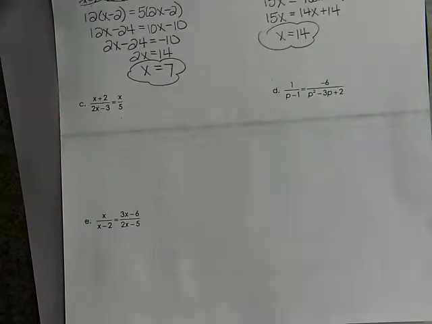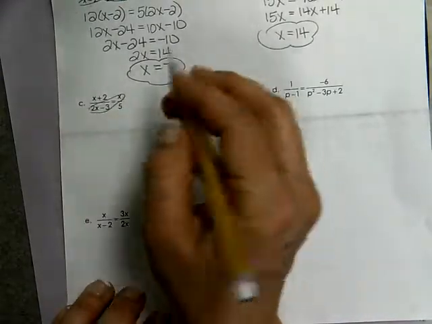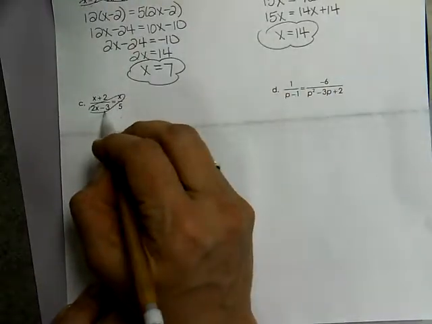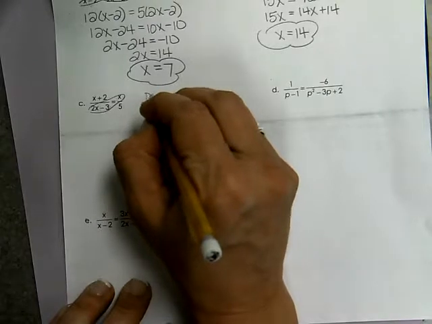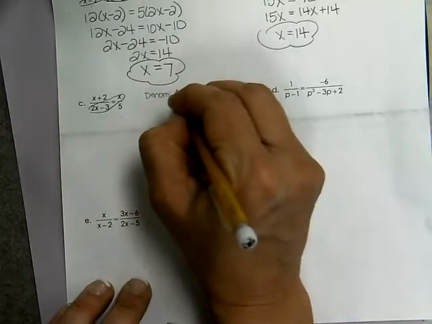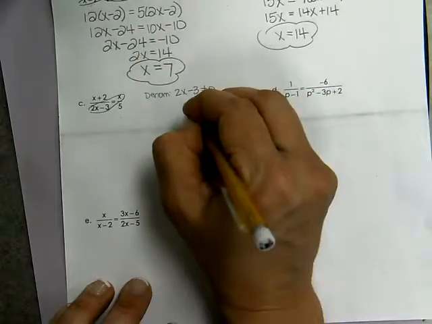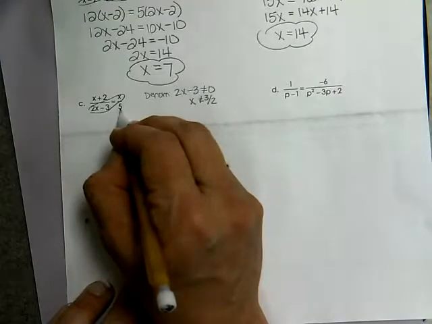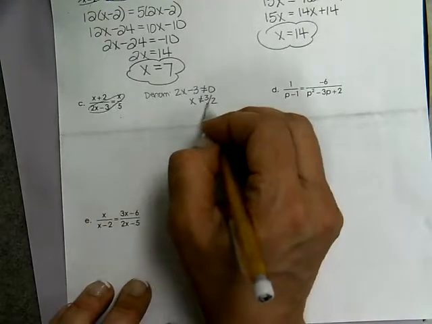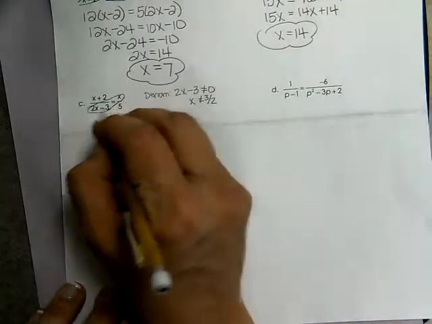All right, letter C. Let's do denominators. So I look here, and here's a denominator involving x. So I know that 2x minus 3 cannot equal 0. So I know x cannot be 3 halves. And then here this 5 is fine. So the only bad number would be 3 over 2. All right. So now let's cross multiply.